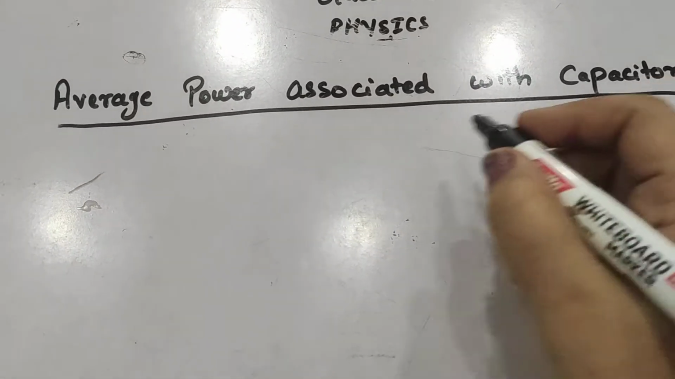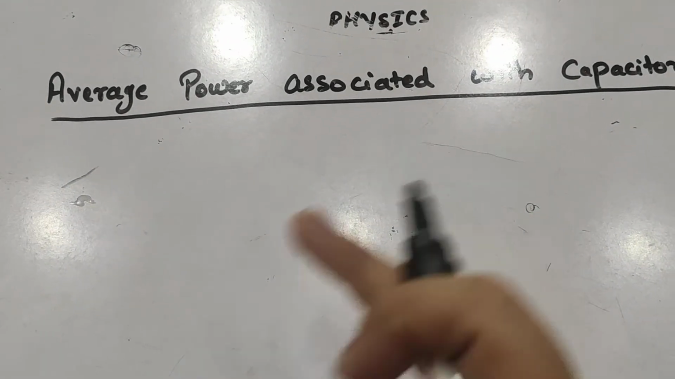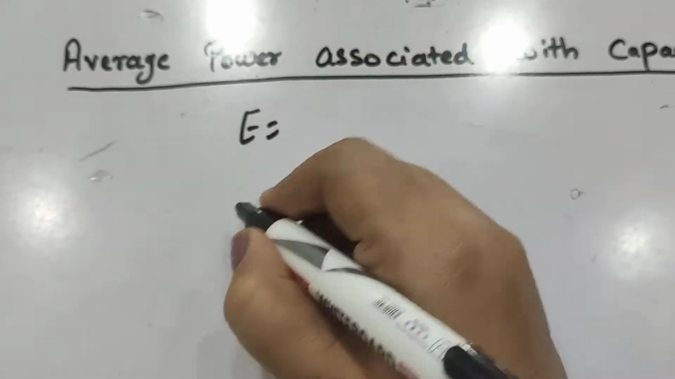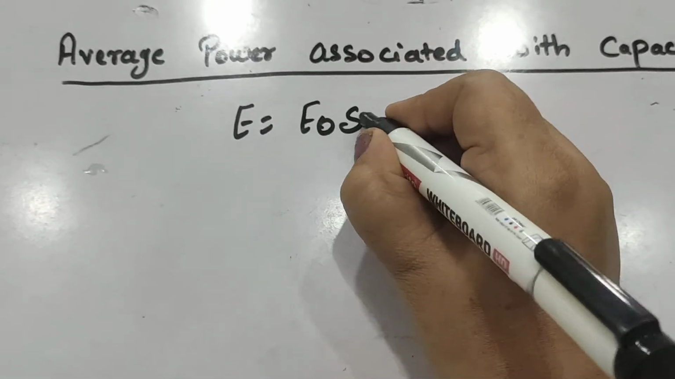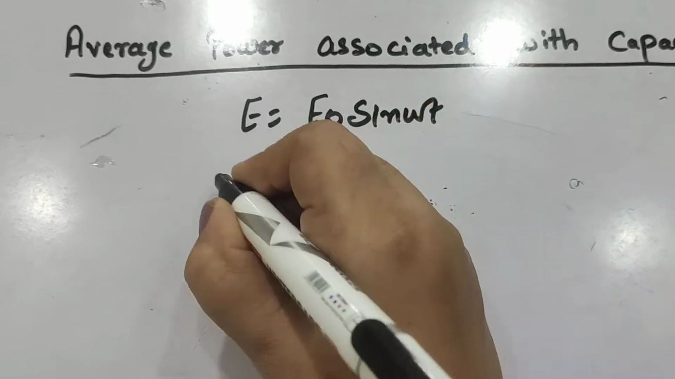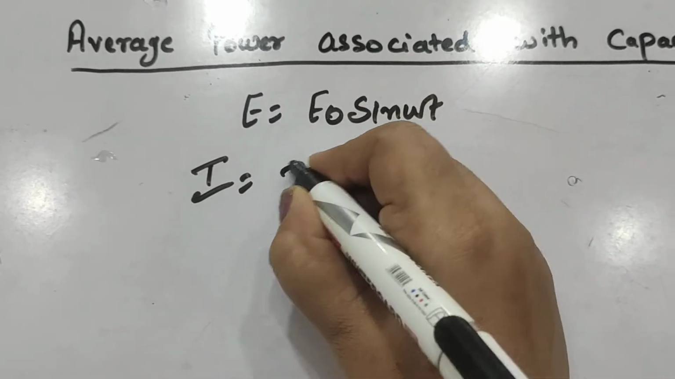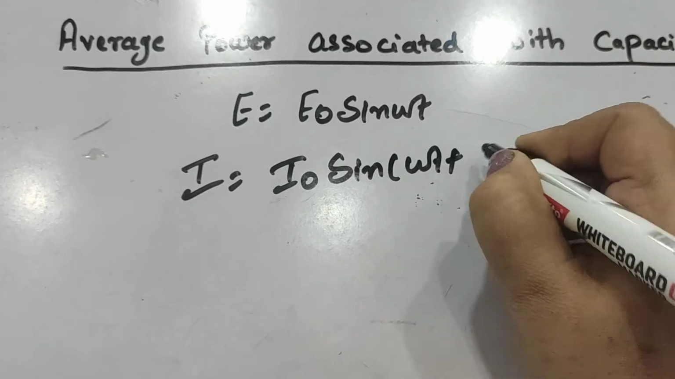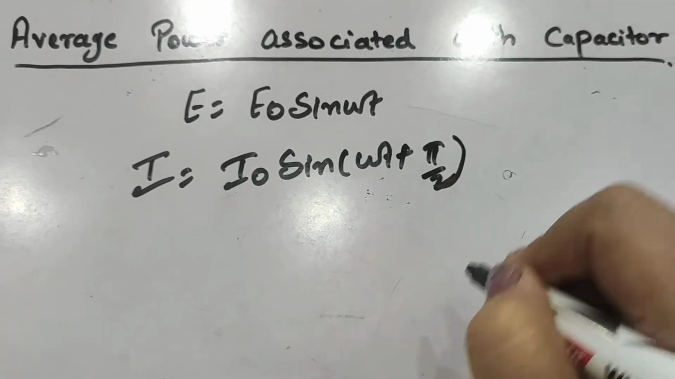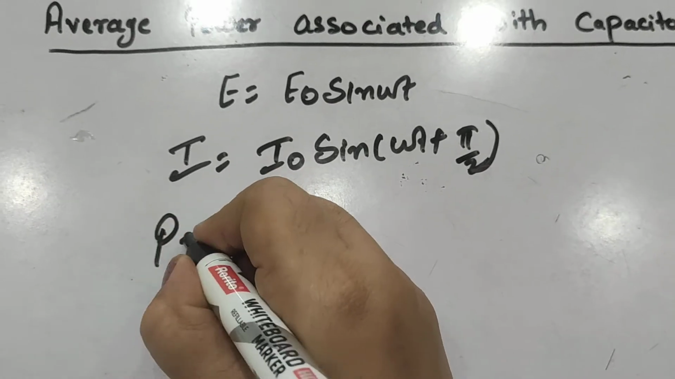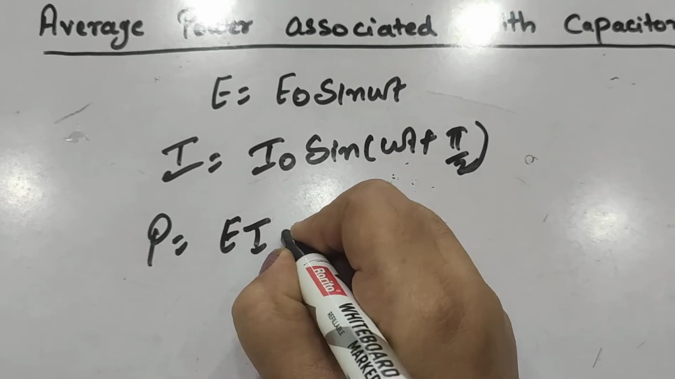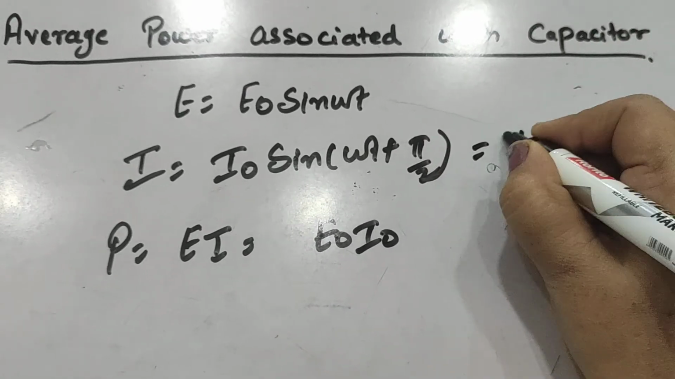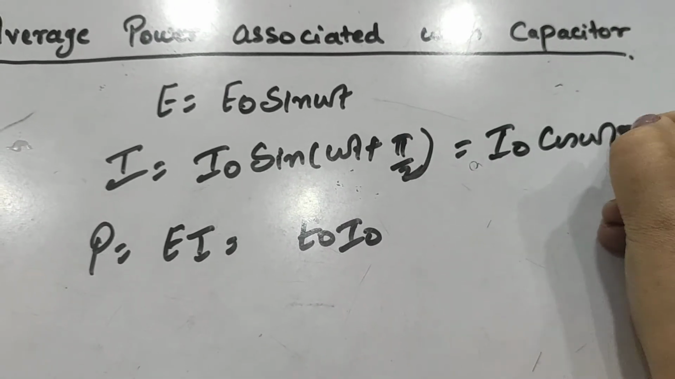So in case of capacitor, we know that the current is leading the voltage. So accordingly, the equation of EMF, if EMF is E = E naught sine of omega t, then what should be the current? Current should be I = I naught sine of (omega t + pi by 2), since it is leading the voltage. So now the power associated is given by E into I, which is equal to E naught sine omega t into I naught cos of omega t, right?